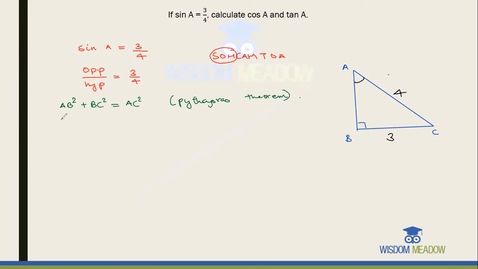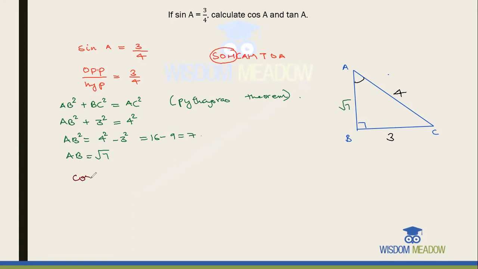So AB we don't know. So AB square plus 3 square equal to 4 square. So AB square will be 4 square minus 3 square, that is 16 minus 9, that is 7. So AB will be square root of 7. So we have found AB, that's root of 7. Now we need to find cos A.